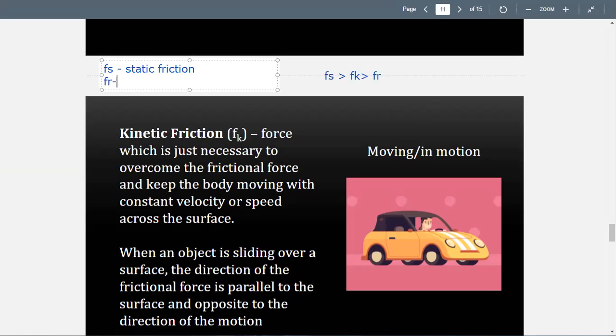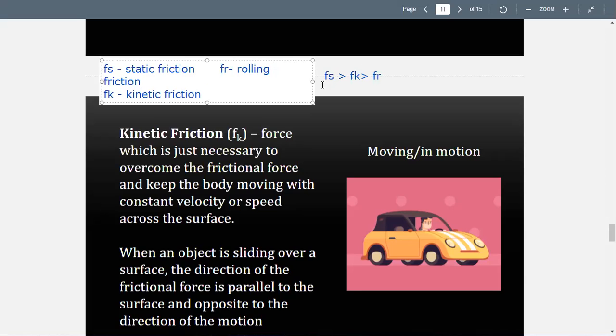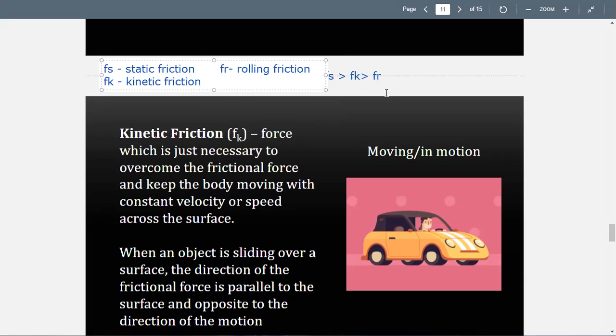Fr is our... Fk is our kinetic friction, while Fr is our rolling friction. Rolling friction is present in bearings, like the bearing that we showed earlier. So that is present in that material. But among the three, rolling friction is the least. So if you have moving parts, you better consider using bearings.